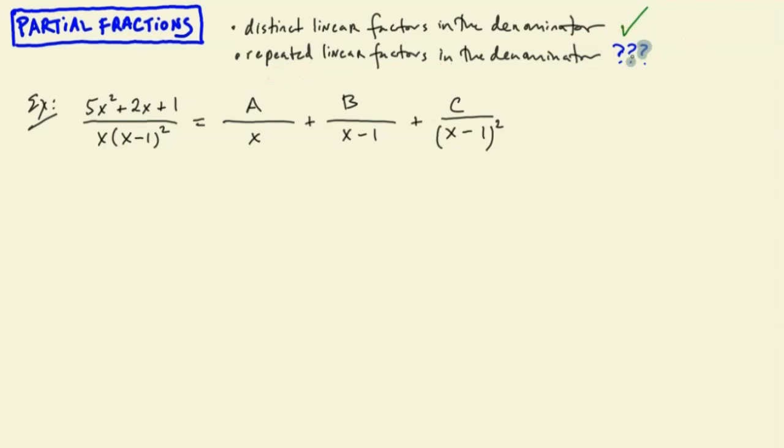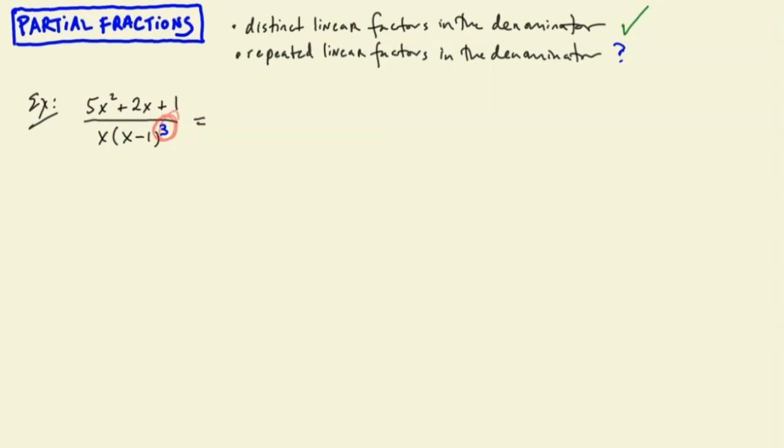Well, let me get rid of two of them for now, because you might say, well, okay, that's what happened if I had a squared linear factor. But what if we changed the original fraction a little bit? What if we had three copies of the linear factor x minus 1 in the denominator? How would that change the partial fractions decomposition? Is there still one? There is.